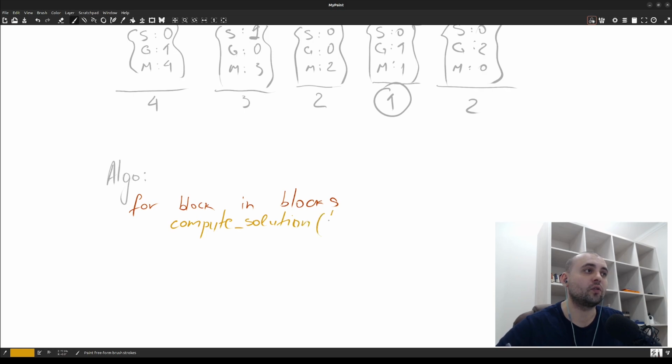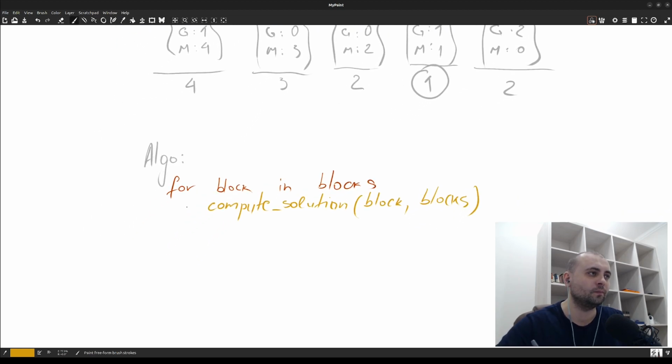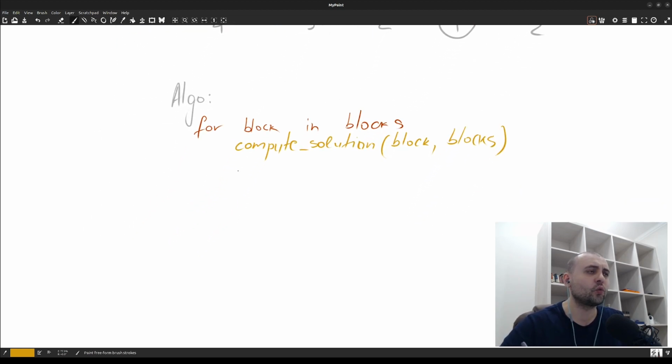Compute solution for this specific block. And I guess we'll need to pass all the blocks, because for the solution itself we need to traverse both left and right. So we'll pass the block and the list of blocks. I guess this solution will be included in a vector of possible solutions. So let's put s equal compute solution, and we'll have our list of solutions dot push our solution, for each block.